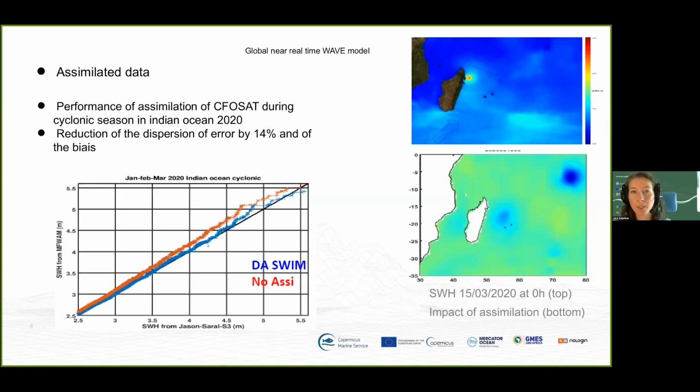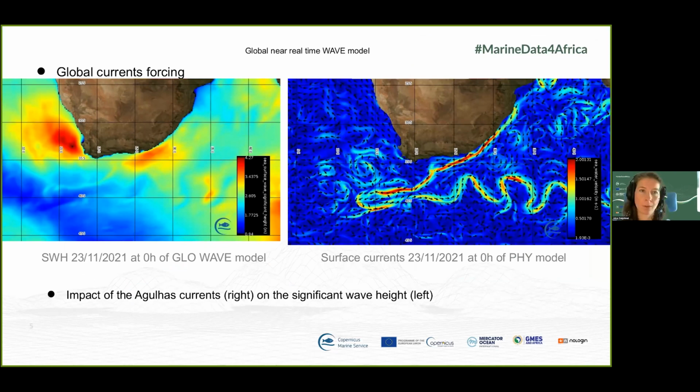It's important to insist on the forcing by global currents, because it changes the wave field pattern. Here it's an example of aggregate current. You have at the right the surface current from the global physics model, with very strong values of currents due to the global dynamic of the ocean. When you have currents of more than 0.5 meter per second, it has a significant impact on wave height and period. And so you can retrieve some of the pattern of the aggregate current on the wave field at the left.